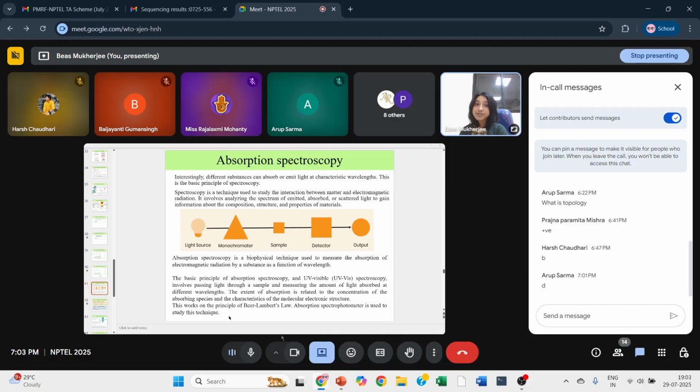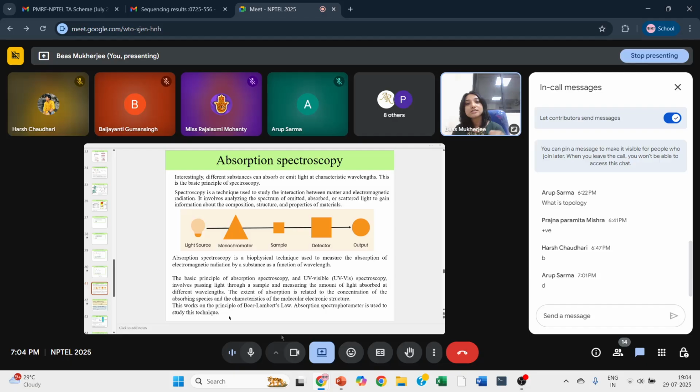There are many reactions and different biophysical techniques that utilize the property of absorption and fluorescence in proteins, and that is how we find answers to so many different biological problems. That is why it is very important to understand spectroscopy. Interestingly, different substances can absorb and emit light at characteristic wavelengths. This is the basic principle of spectroscopy. Spectroscopy is the technique to study the interaction between matter and electromagnetic radiation.